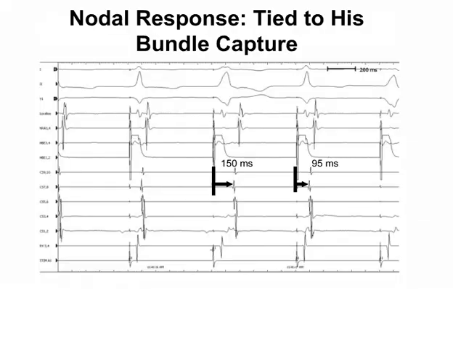Here's some examples. Nodal response. Again, in the middle, we see a wide beat. So you've lost His capture in that case. And you get a longer VA time. It shortens when you capture the His bundle, because that's what the AV node cares about. It's got a shortcut when you capture the His bundle.